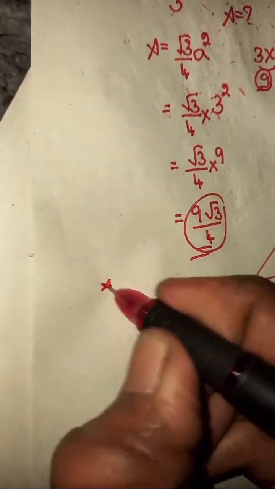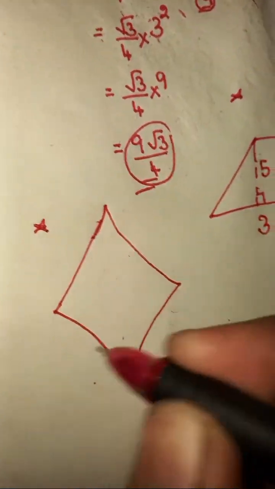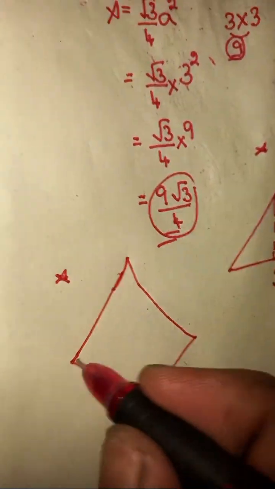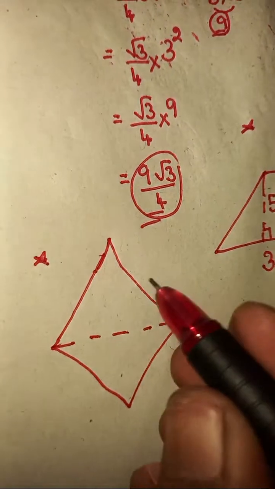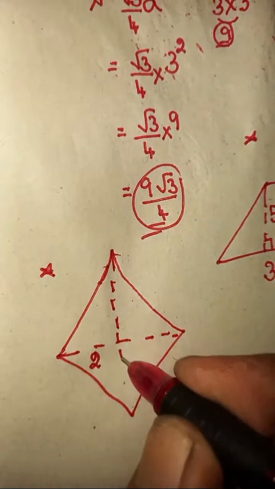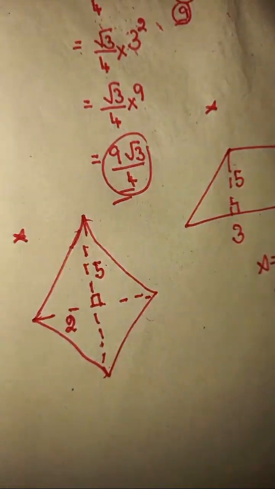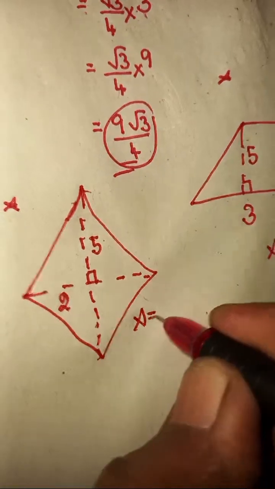I take one more picture. Here I take this one, that is a rhombus. In a rhombus, all four sides are equal, but for area you need just two diagonals. One diagonal they are giving as 2 units, and another diagonal they are giving as 5 units. You need to find out the area.